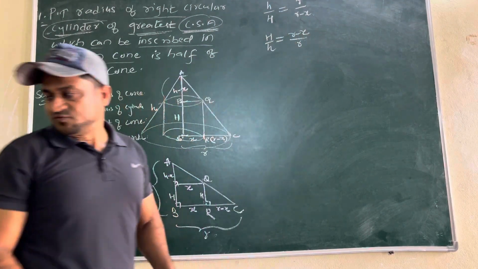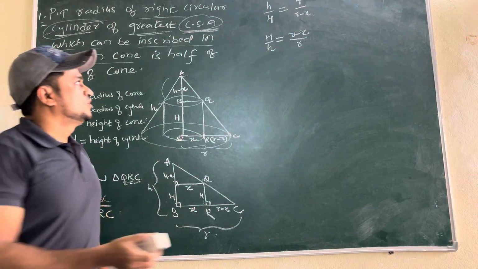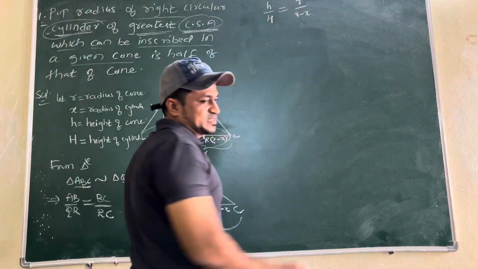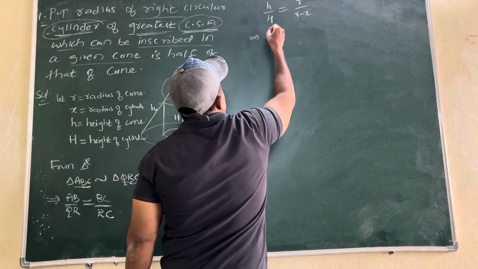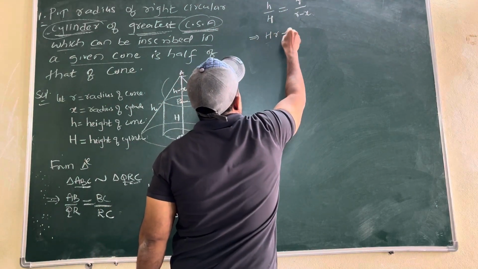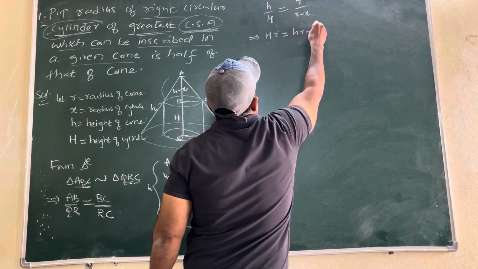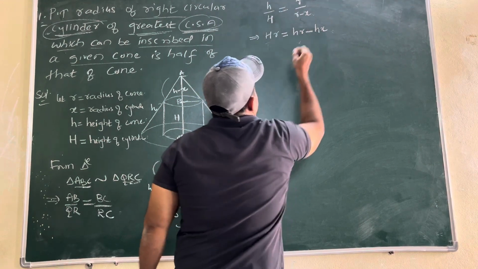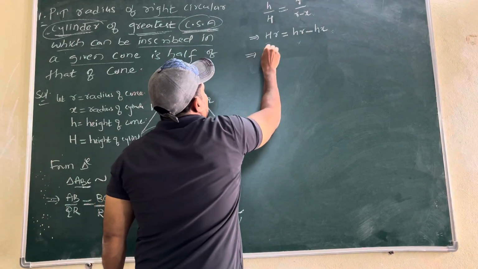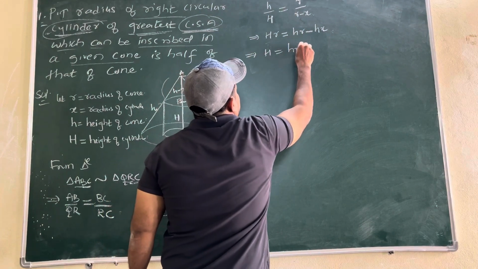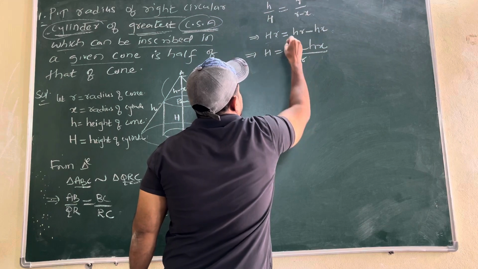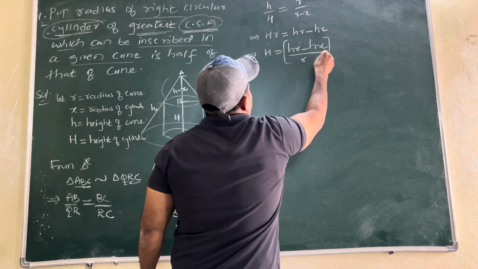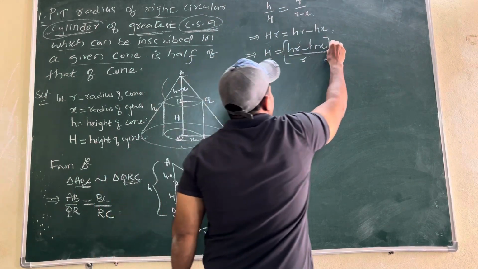Or else, if you don't want to reverse it, you need to cross multiply. If we cross multiply, capital H you have to equate always. Capital H r equals small h r minus small h x. Now capital H equals small h r minus small h x divided by small r. This is the value of capital H which you need to remember.